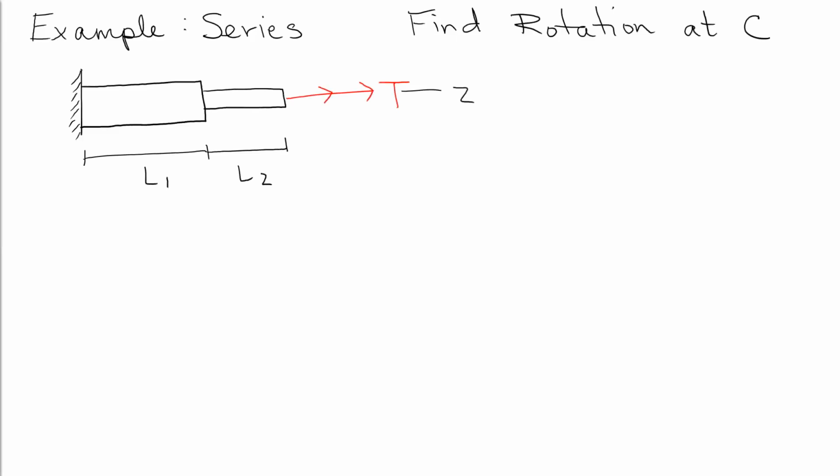Another comment in terms of our notation: this double arrow means moment, and you put your thumb in the direction that the arrow is pointing, and that tells you which way that moment is going. So this would be a positive torque. This first member is going to have properties G1, J1. The next member will be G2, J2. So presumably these are two different materials in addition to being two different cross sections.